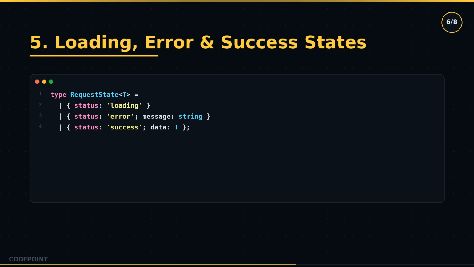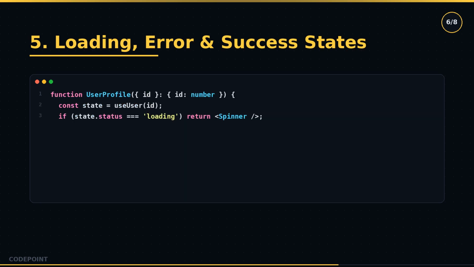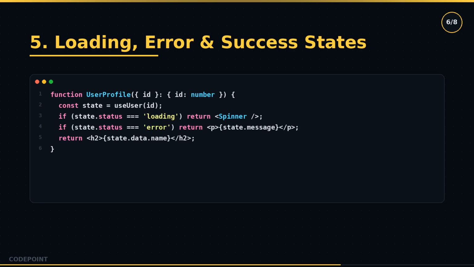Step 2. Fix it with a single discriminated union state type. type RequestState<T> equals status loading, or status success with data T, or status error with message string. function useUser(id), const state, setState equals useState<RequestState<User>>, status loading. useEffect to go, set status loading, fetchJSON<User>, API user, then set data, or catch error, set message. Now there's exactly one status at a time, never a contradiction.